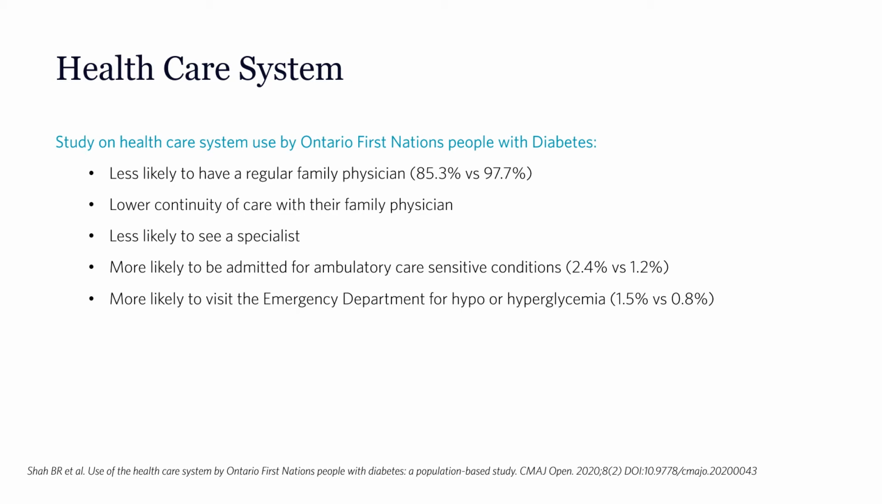The proportion that are under the care of specialists is also lower. There is a twofold higher risk of admission for ambulatory care sensitive conditions and emergency department visits for hypo or hyperglycemia. Overall, this reflects a poorer level of primary care for First Nations patients compared to the general population.